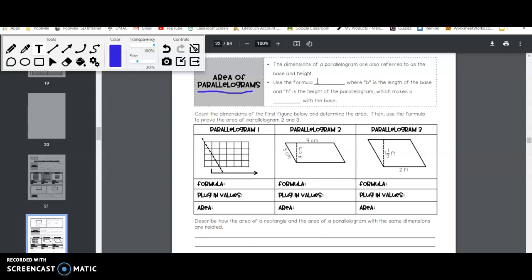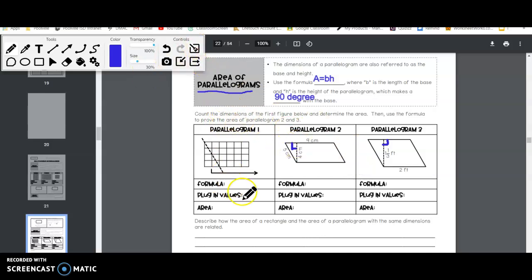The formula to find area is still the same. A equals base times height, where B is the base and H is the height of a parallelogram, which makes a 90-degree angle with the base. So all that's saying is that the height has to make a 90-degree angle with the base, like that. There's 90 degrees. So that's how you find the height, is you make a 90 degrees with the base.